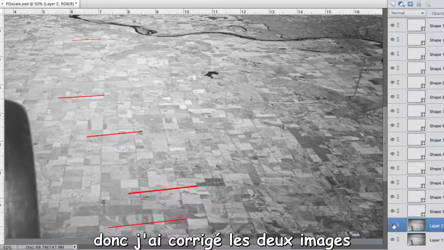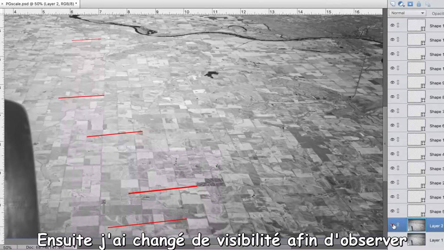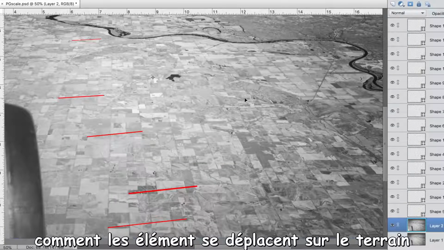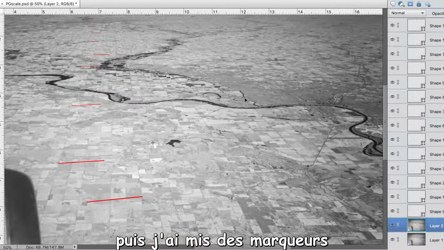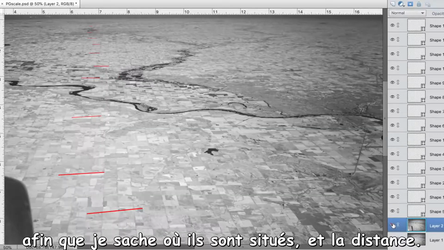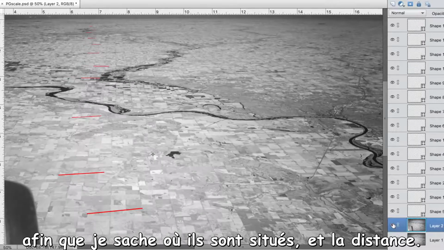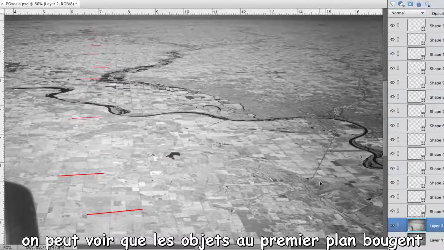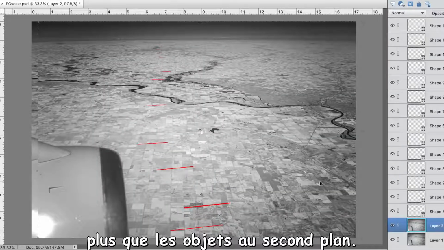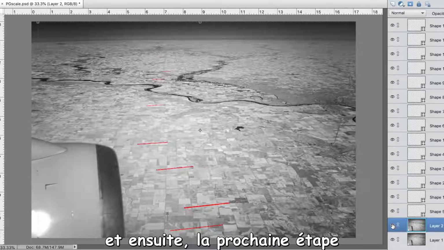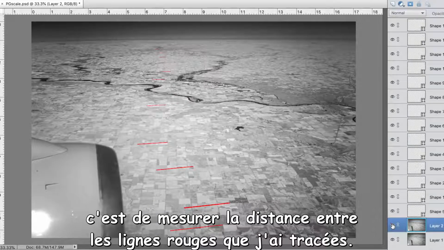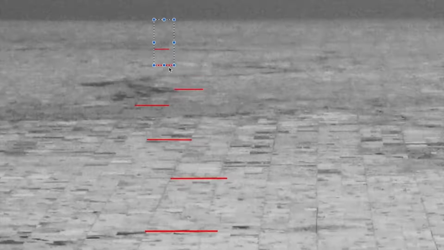So I've corrected the two images. You see there, layer 1 and layer 2. And then I switch visibility back and forth and observe how the features move on the ground. And then I put markers so I could know where they're located, right? And the distance. And we can see that objects in the foreground move more than objects in the distance. And then later, the next step is to measure what those distances are of the red lines that I put down. Next, I started measuring the pixel width and the drop from the horizon for each one of those lines, right?